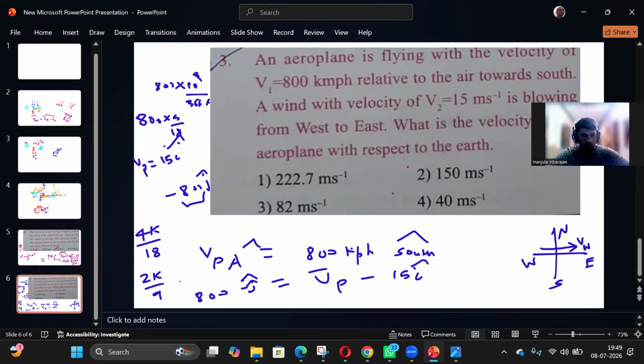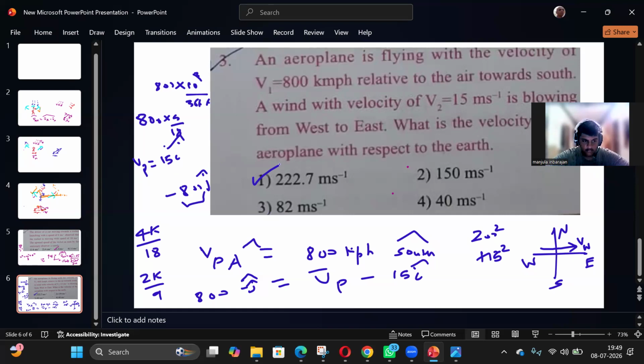2000 by 9 is approximately 200, say. So approximately 200 squared plus 15 squared, and then square root. There's only one option greater than 200. You don't have to do the exact calculation, you can save time. It's 200 squared plus 15 squared under root, so it should obviously be more than 200. There's only one option.